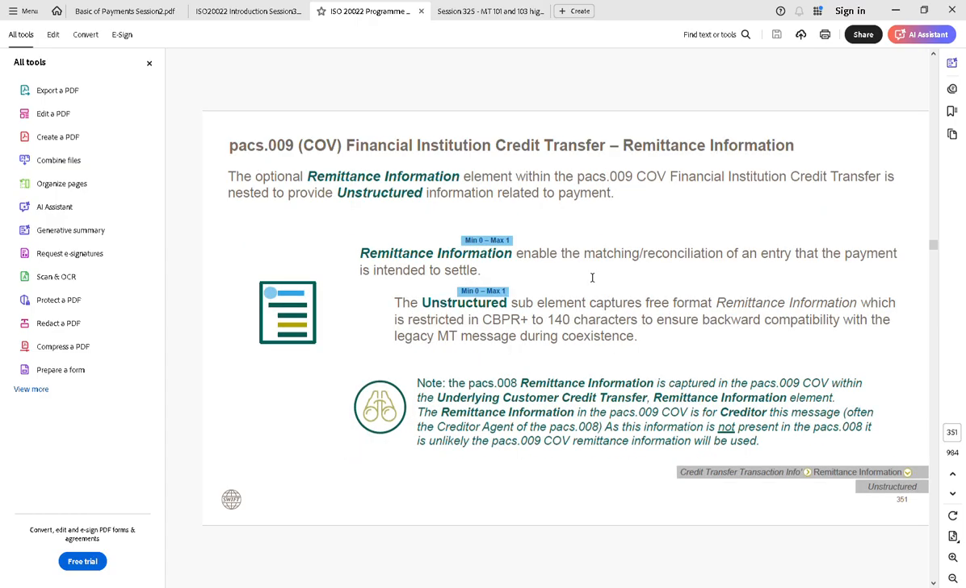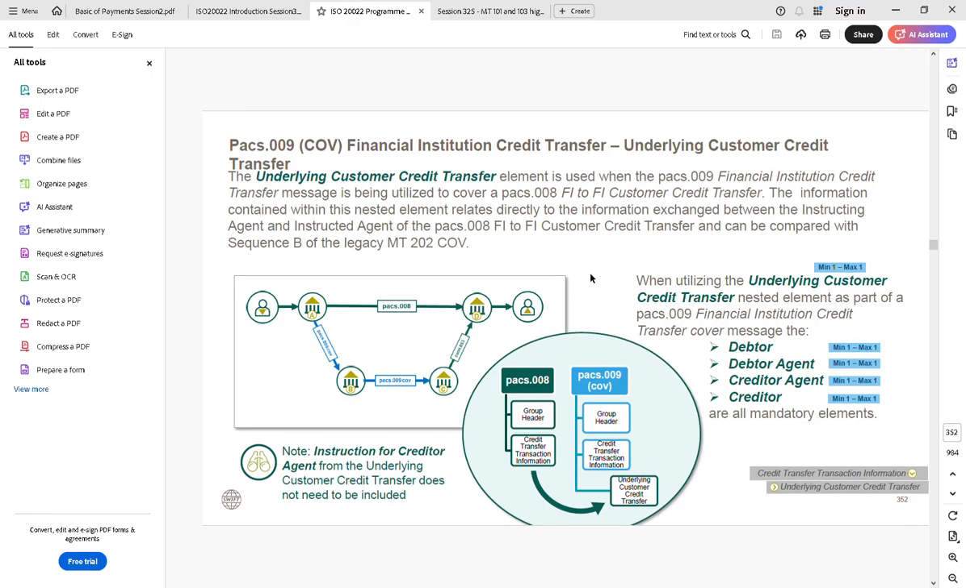Purpose also we saw, remittance information, field 72. Okay, these things we have explained sometime before. If you remember, underlying customer credit transfer, which is nothing but PACS 008. Okay, now this is important here.